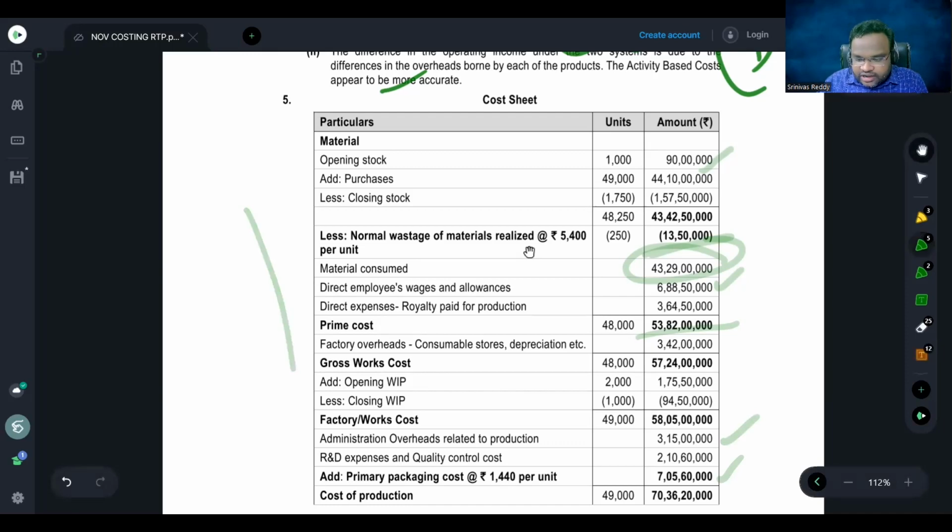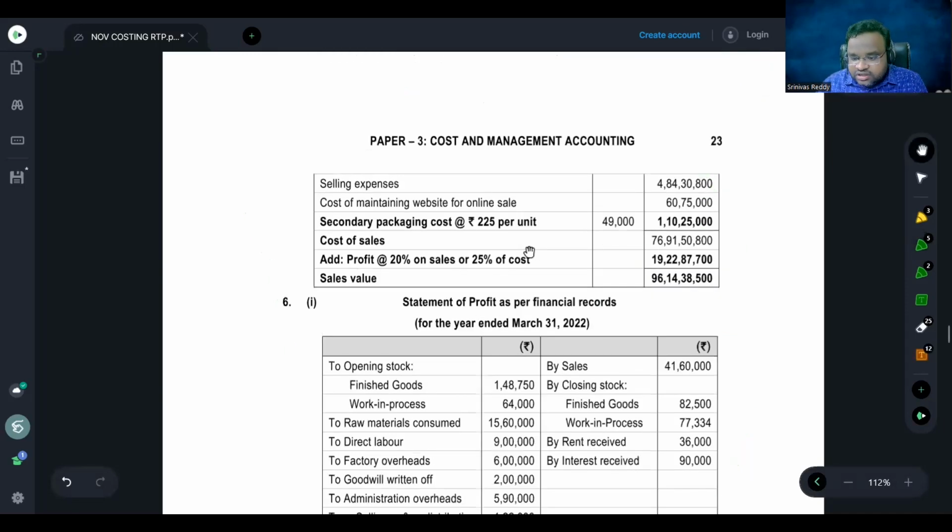Then for that, you'll be adding the selling expense and the cost of maintaining the website. That is also part of selling and distribution overheads. Then you will be adding the secondary packaging cost. So secondary packaging cost, how much they have given? 225 rupees per unit. How many units? 49,000 units. So this would be the cost of sales.